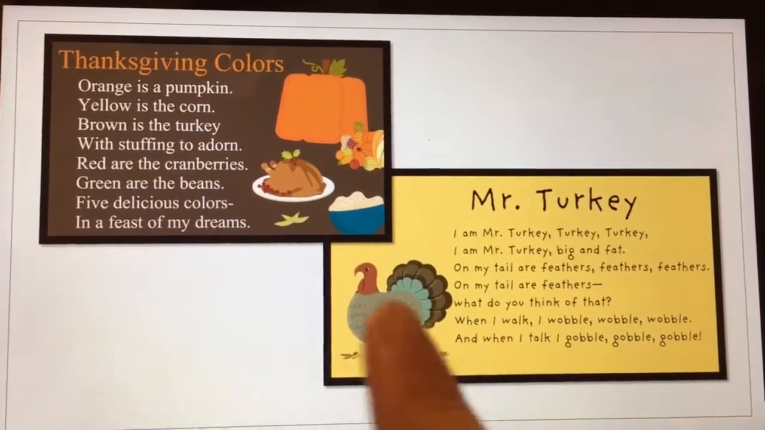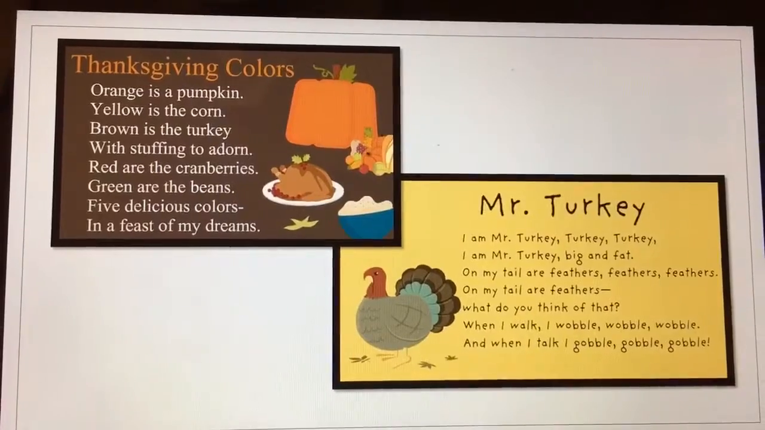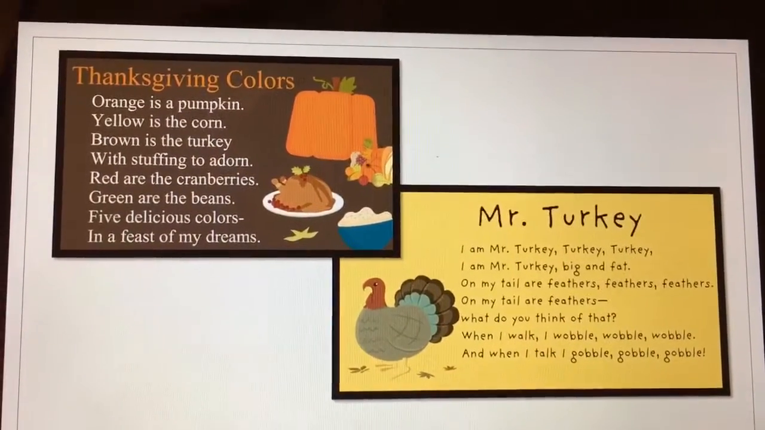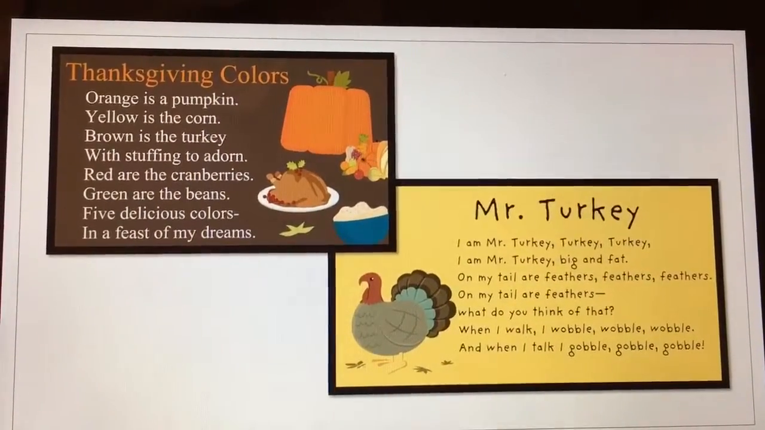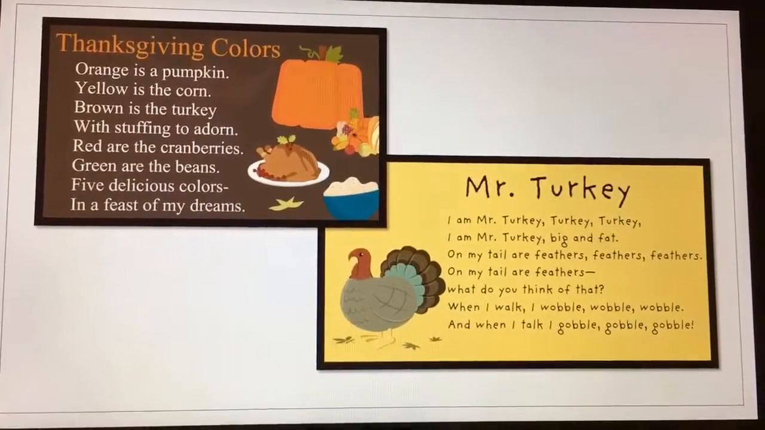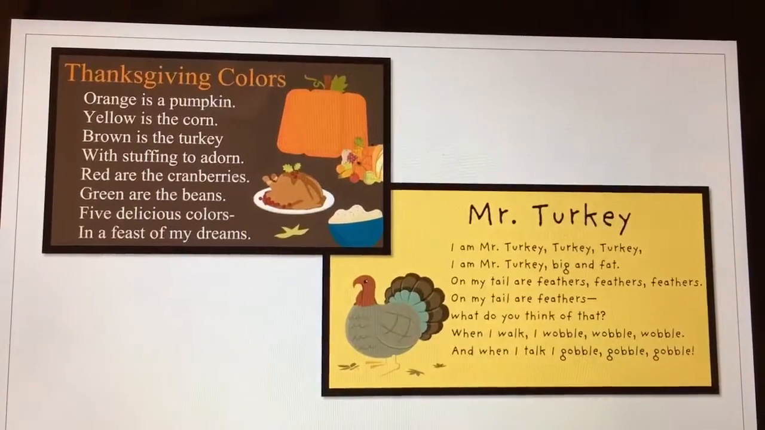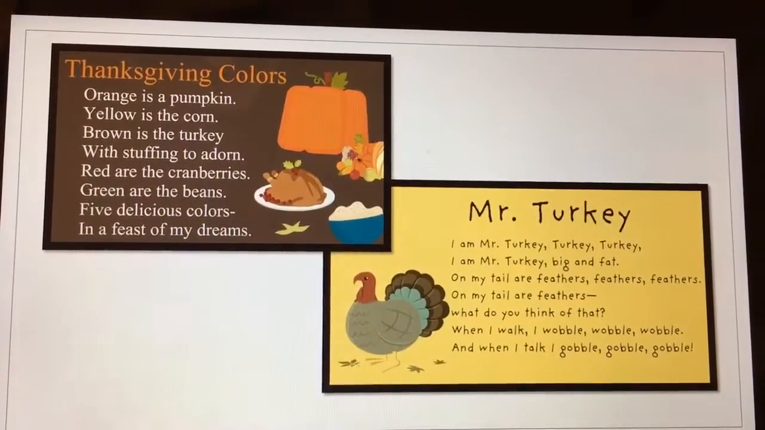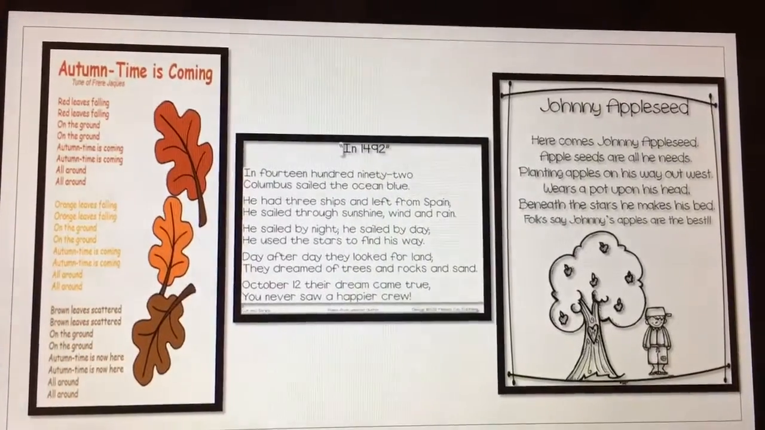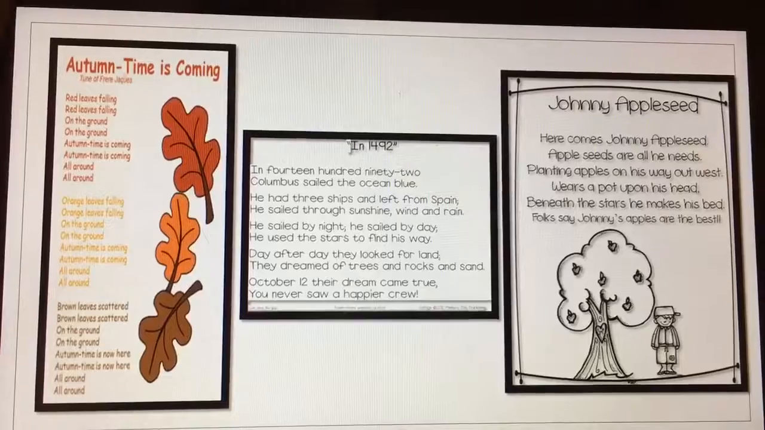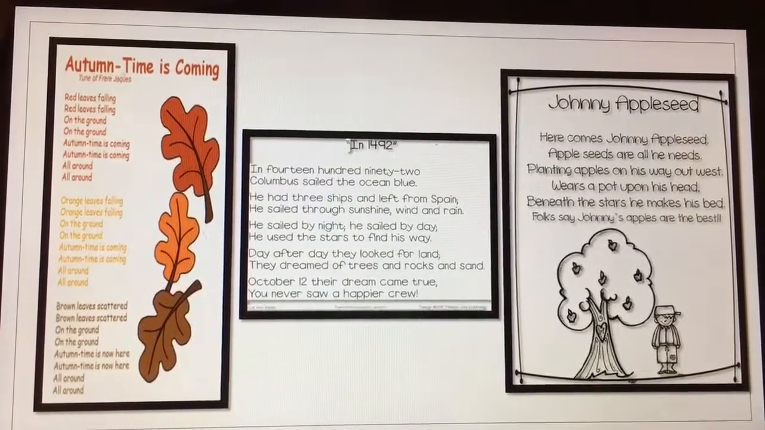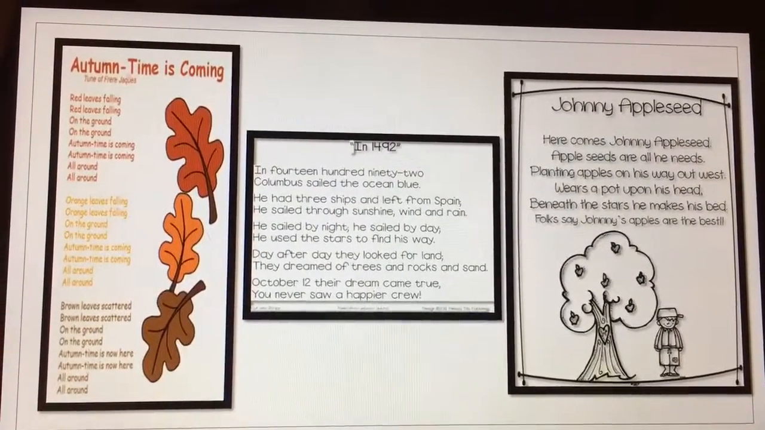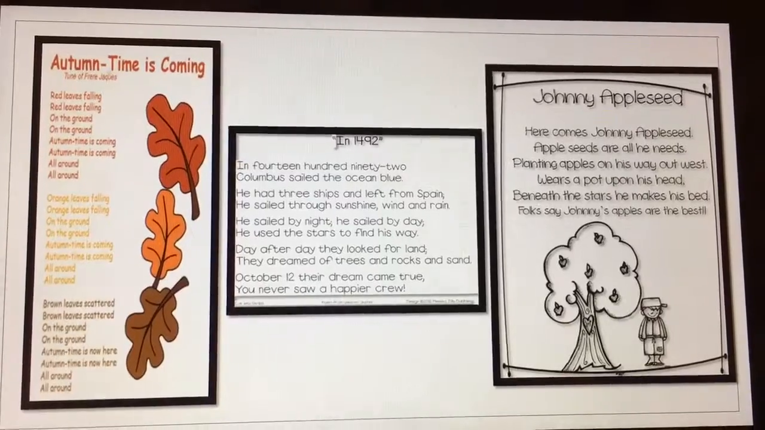I really liked this poem, how it identifies a ton of different colors within the feast of their dreams of Thanksgiving. And then, of course, Mr. Turkey is always super cute because you're giving animal personality and everything, so I thought that was super awesome. And then I've got another poem to the left about fall, and it's really, really repetitive, and I thought that would be a nice example for students.